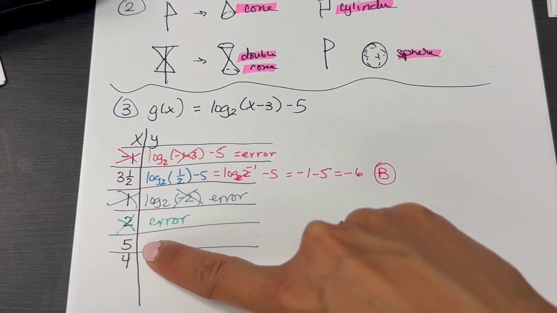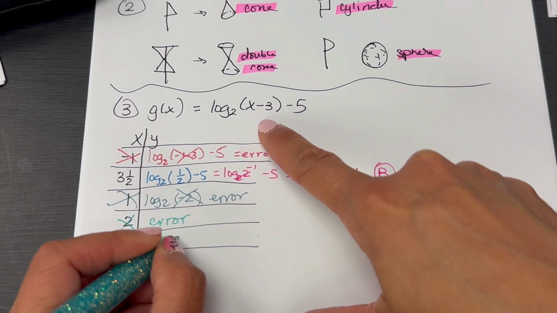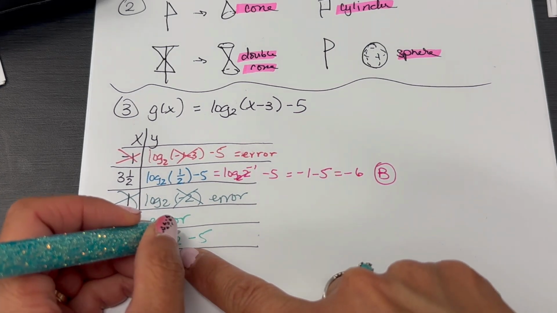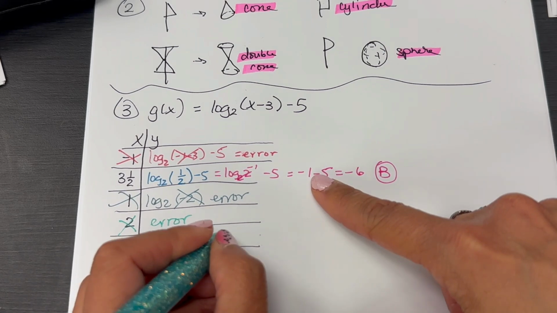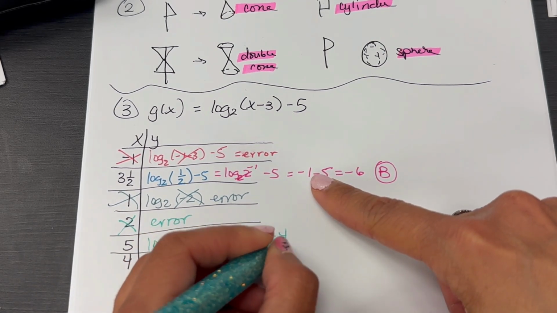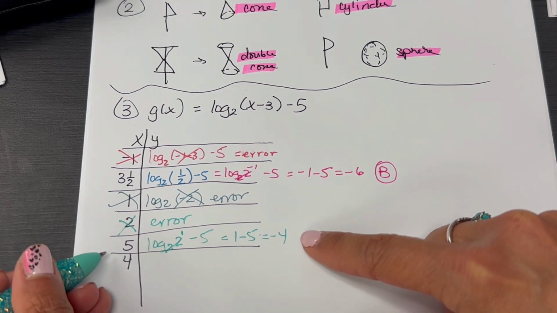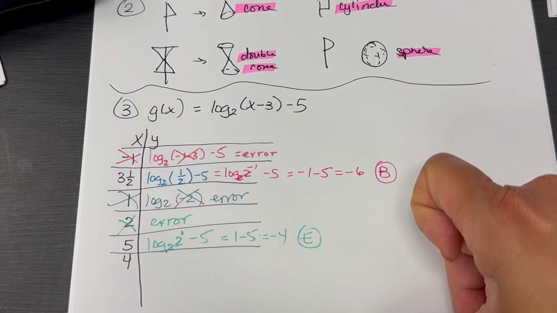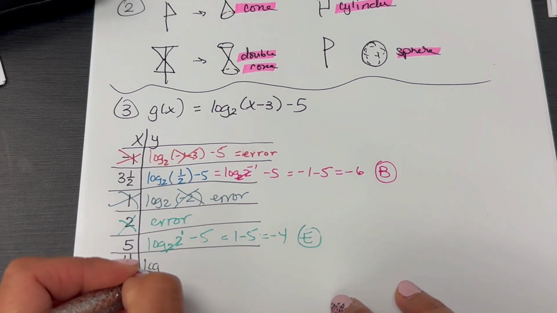Can we plug in a 5? Yeah, we can. 5 minus 3 is 2. So log base 2 of 2 minus 5. When there's no exponent on a number, we assume it to be a 1. The double base cancels out, so then it's just 1 minus 5, which equals -4. And does 5 map with -4? Yes, it does. So E is another answer option you need to select. And then the last one, number 4, log base 2.